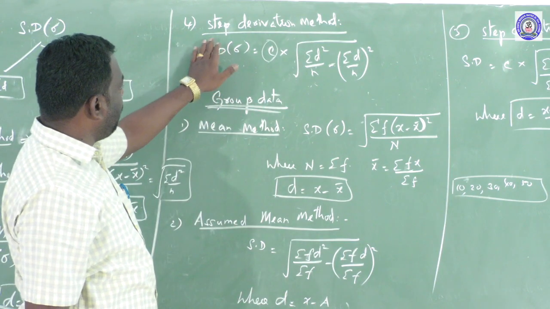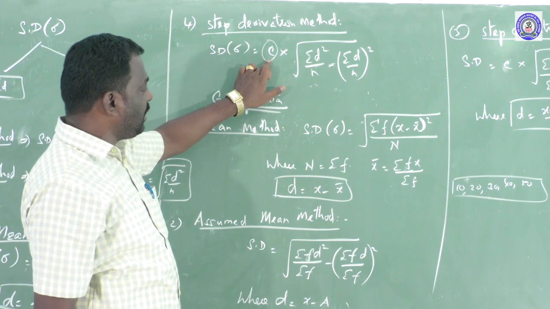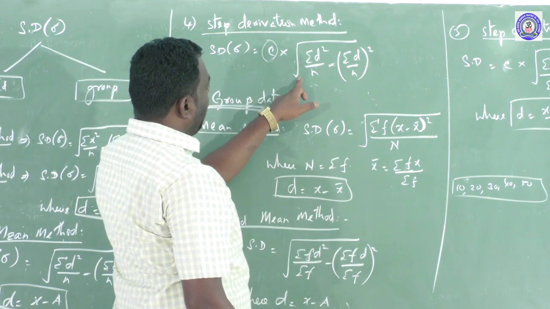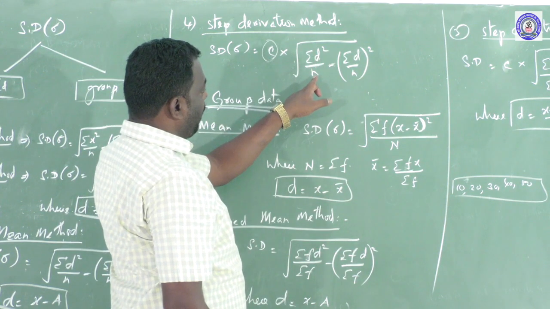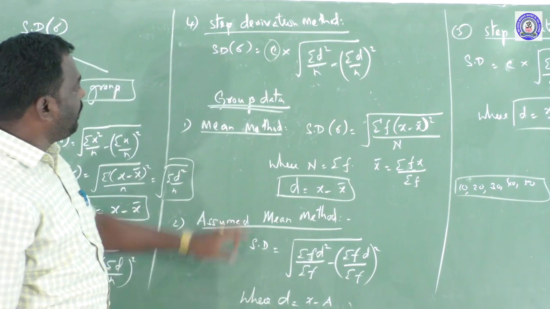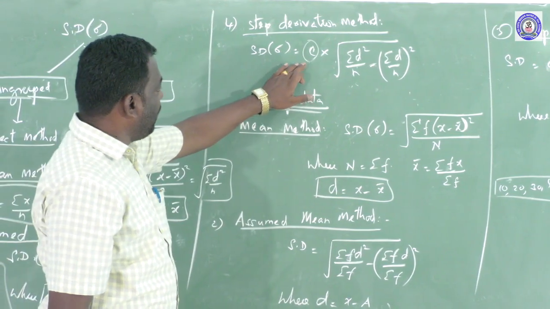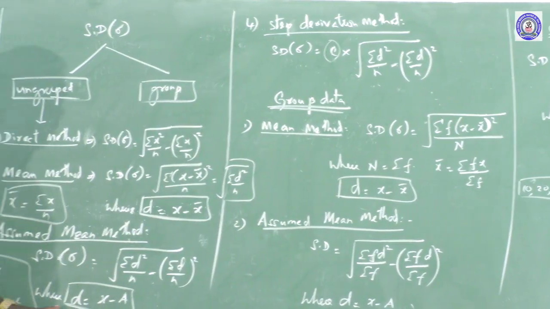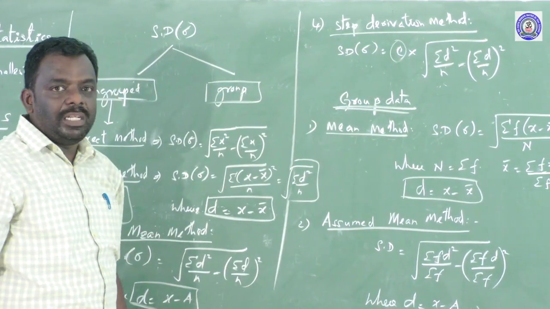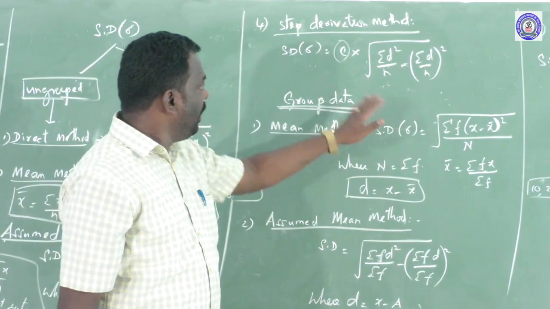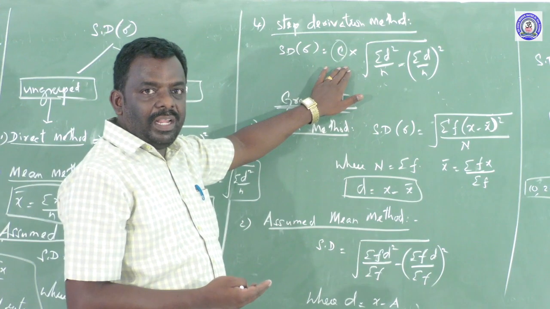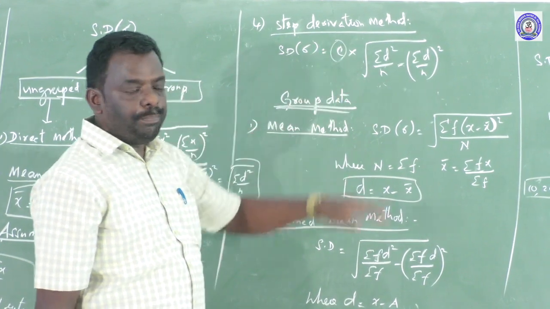For the step deviation method, the standard deviation is defined with C, the interval between the data, which is 10 here. Applying sigma is equal to C times the square root of summation d square by n minus (summation d by n) whole square, to find the standard deviation. In step deviation and assumed mean methods, the common interval is called C. It is 10 here, and it depends upon the problem. The interval may be 10 or 5, depending upon the problem. You can write C here.